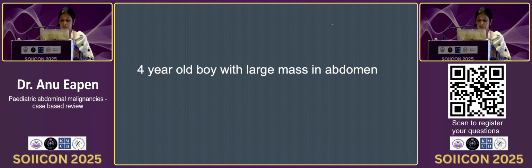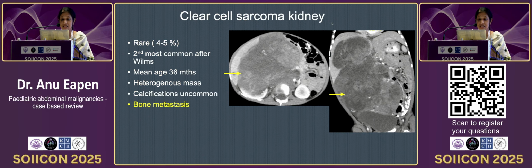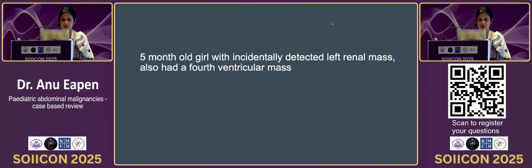A 4-year-old boy with a large mass in the abdomen, and you can see a large mass from the right kidney, with a lot of extrarenal component, heterogeneous enhancement. This was actually a clear cell sarcoma on biopsy. This can mimic Wilms tumor, but Wilms is much more common. Renal vein invasion is a feature of Wilms tumor. One thing which can tell you is an unusual presentation for a Wilms, like bone mets, which doesn't occur with Wilms, is seen more commonly with clear cell sarcoma.